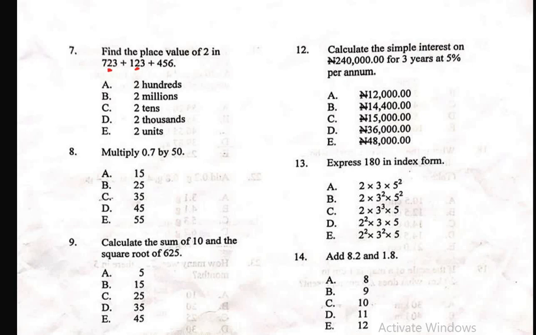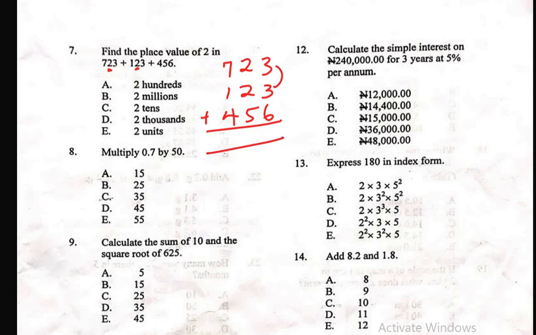So before picking out the value of 2, you are supposed to sum up 723, 123, and 456. So you are supposed to sum this up before picking the value of 2. 3 plus 3 is 6. 6 plus 6 is 12. You put 2 and move 1 here. 5 plus 2, 7 plus 2, 9 plus 1, 10. You put 0 and move 1 here. 7 plus 1, 8 plus 1, 9. 9 plus 4, 13. Now I've summed the numbers.